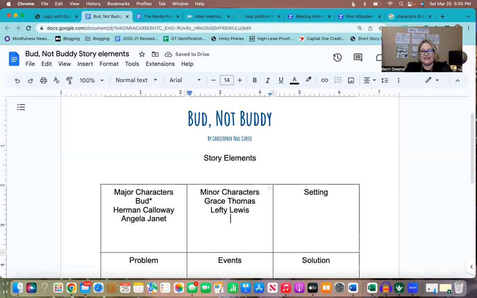But setting is also important, and it was the 1930s. We had the band members. We had his fake family. Remember, they hit him on the head and kept calling him Clarence. Remember that? Fake family. The librarian. Okay, so you get the idea, the minor characters.